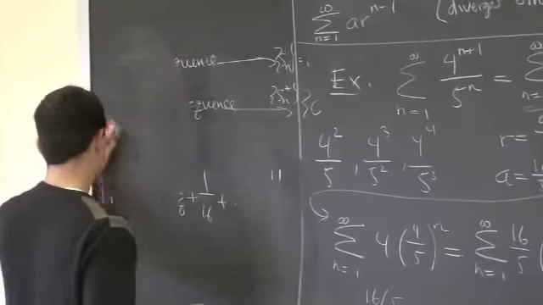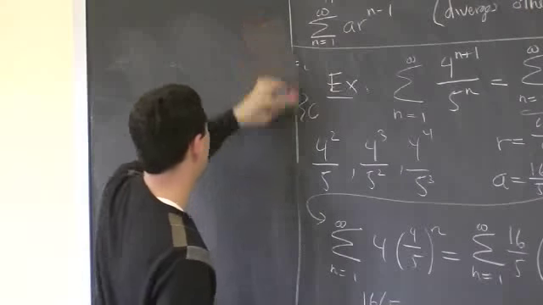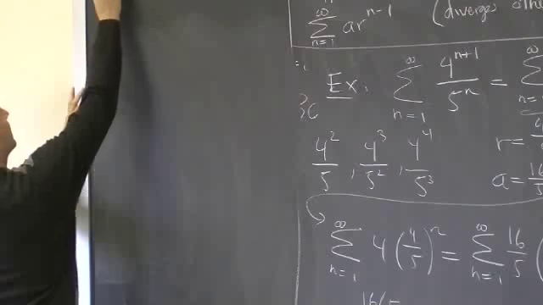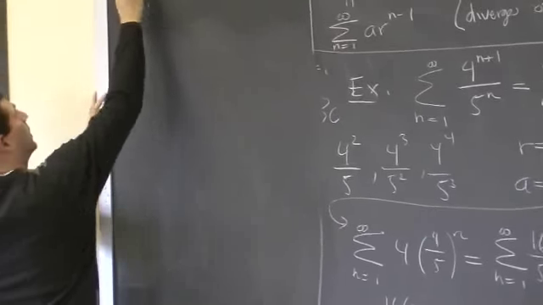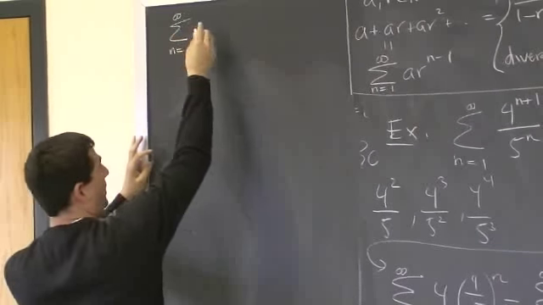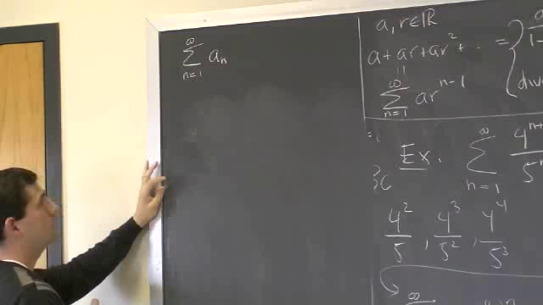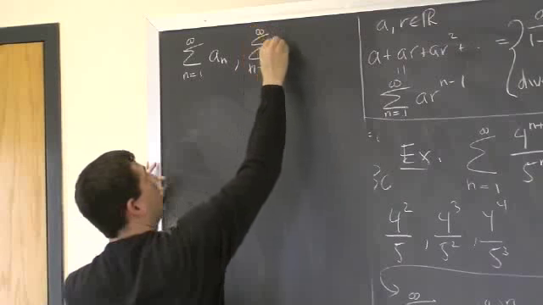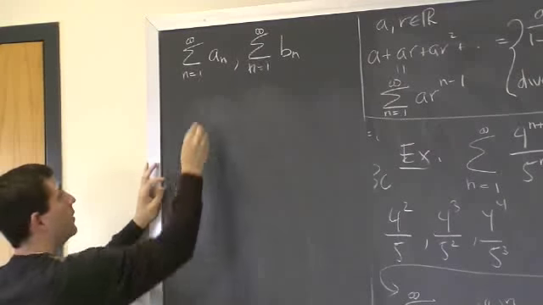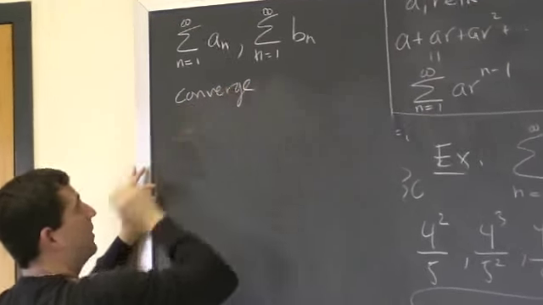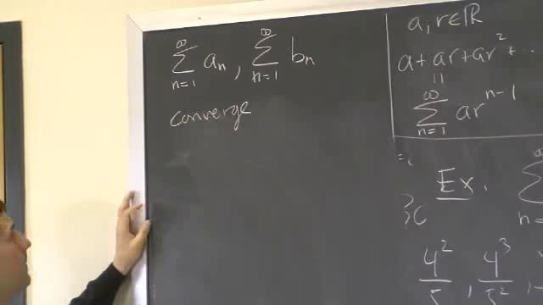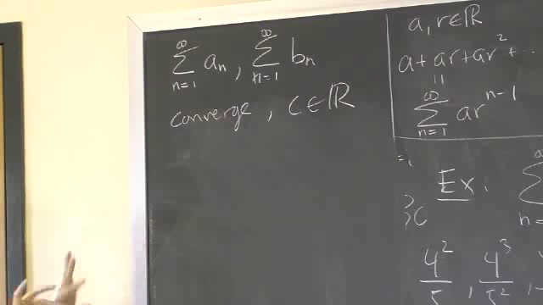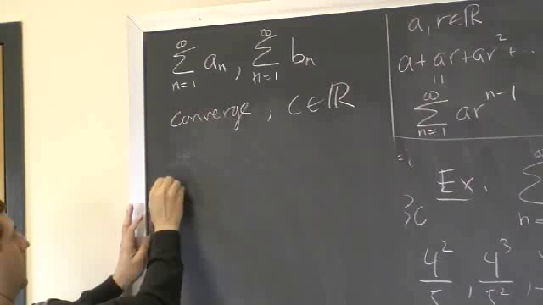Let me write down a couple of properties that are immediate from the definitions, but which we will want to use. Let's say you have a series, and another series, and that they converge. Okay, so these two things converge. And let C be some real number. Then we're going to get our usual sort of I can break things up properties, at least a couple of them.